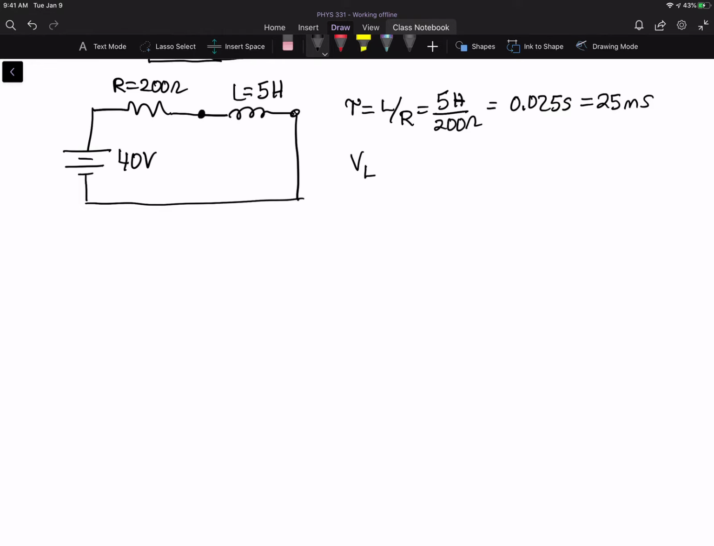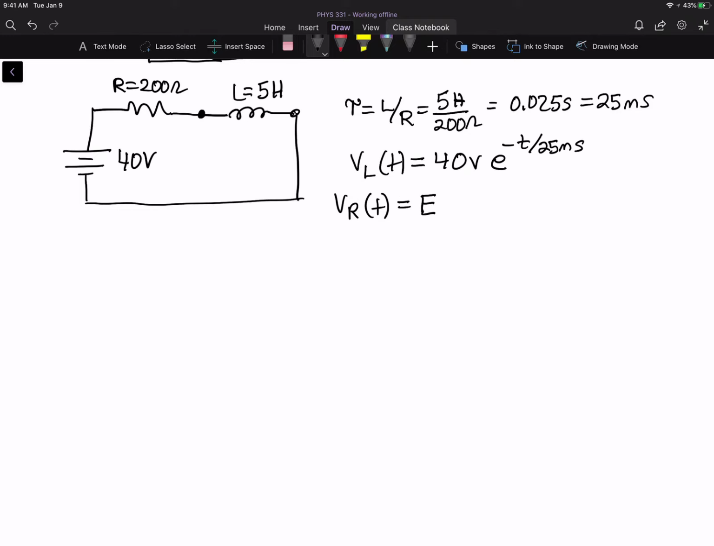So the voltage across the inductor as a function of time starts off as a maximum voltage of whatever the battery is, 40 volts, and then it exponentially decays according to the time constant. And if we know what the voltage across the inductor is, we can also write down what the voltage across the resistor is, because Kirchhoff's voltage law still has to be satisfied.